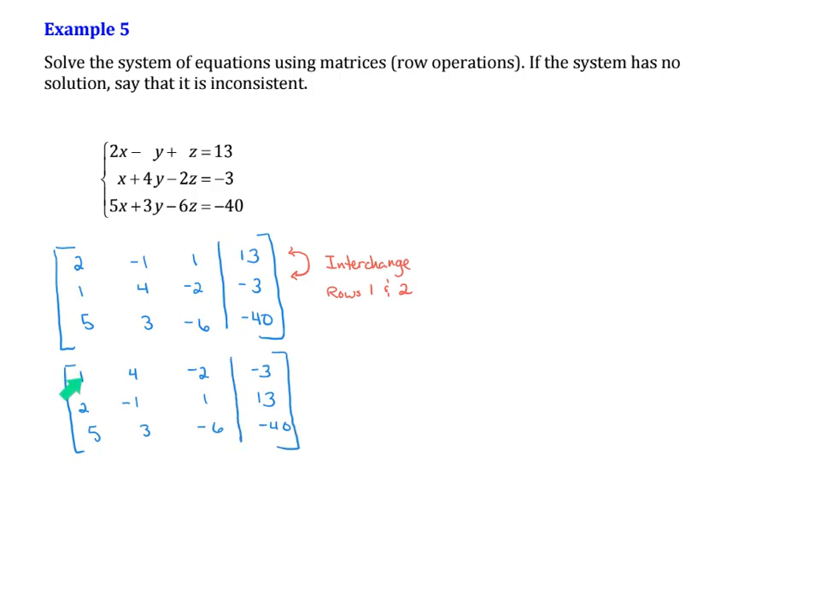Now that we have a 1 in the column, let's use that 1 to get zeros below it. So we need to get a 0 here. So I can add negative 2 to that. So let's multiply by negative 2 in that first row and add it to our second row. So the proper notation would be row 2 is getting replaced by negative 2, row 1 plus row 2. So we have 1, 4, negative 2, negative 3.